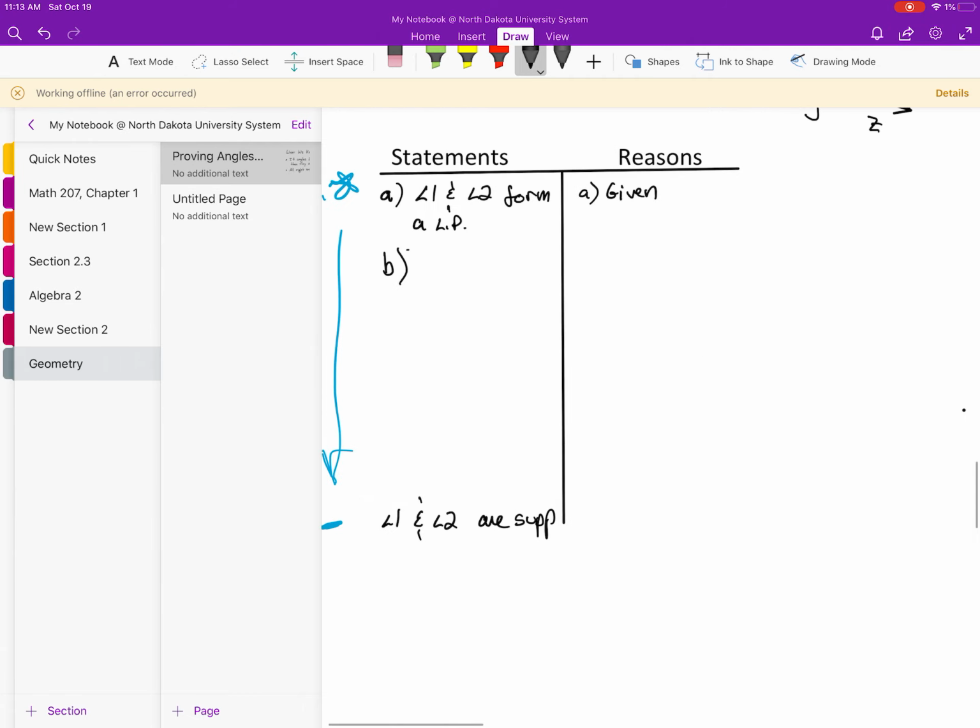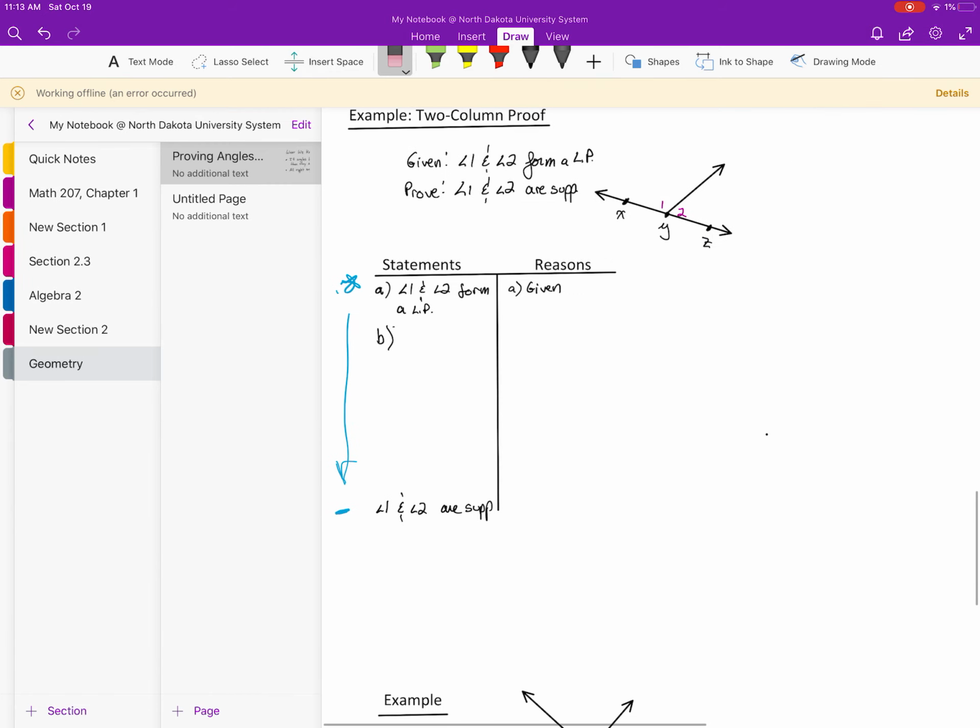Okay, so let's say statement B then. Here's what I like for statement B. Let's keep the picture in view. What is happening? There we go. For statement B, I like YX and YZ, they are opposite rays. How does that help us? And that's just by the definition of opposite rays.